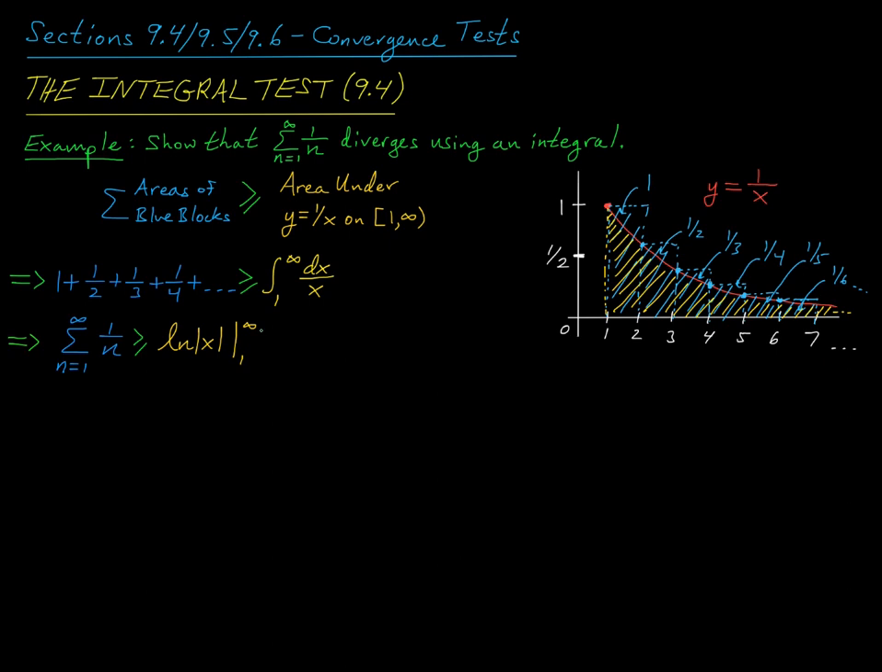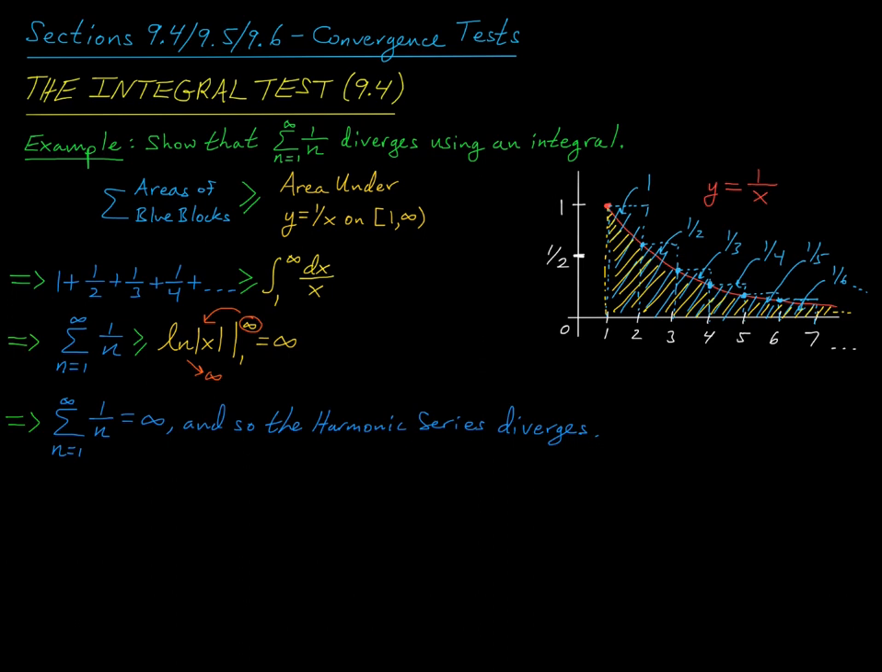So on the right-hand side, what's going on here? When I evaluate at infinity, what I'm really doing is taking the limit of the natural log as x approaches infinity. And the natural log blows up; it approaches infinity. So this expression on the right actually diverges to infinity, or put another way, this improper integral is divergent. And since the harmonic series is bounded below by something diverging to infinity, that implies that the harmonic series itself diverges to infinity, and that completes the argument.